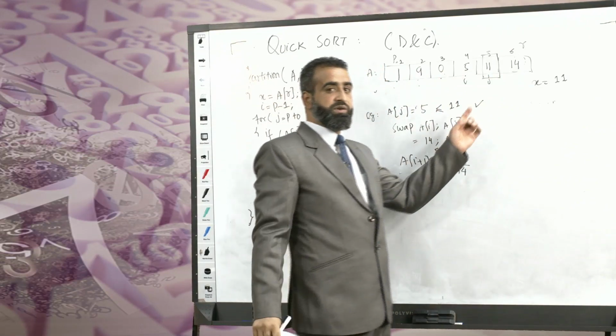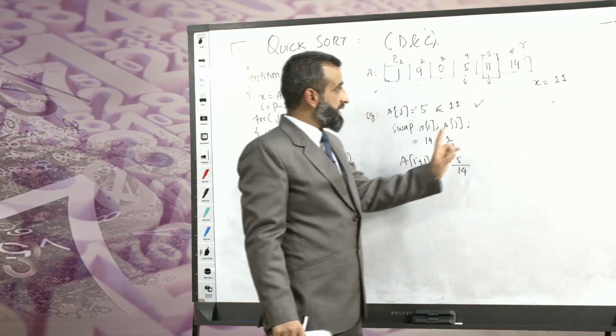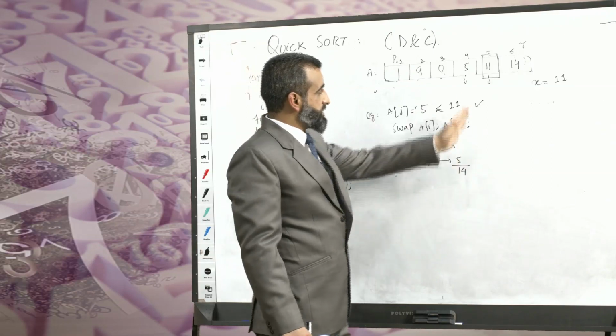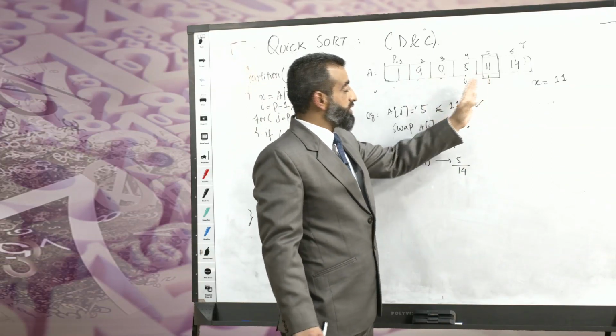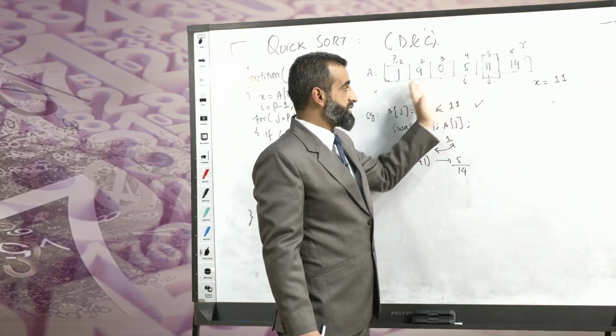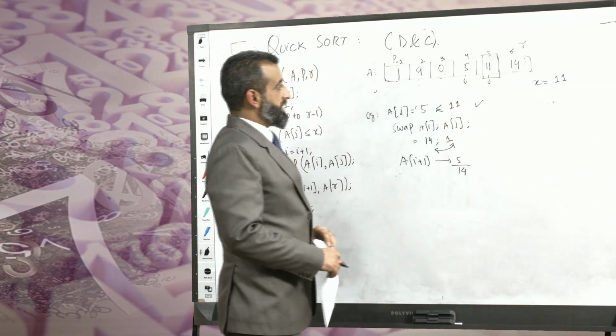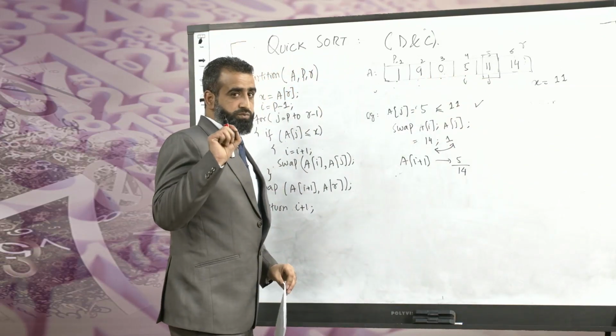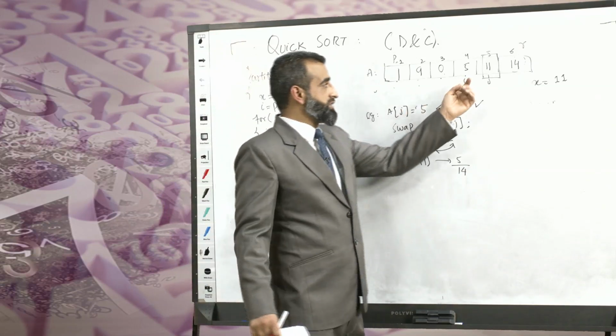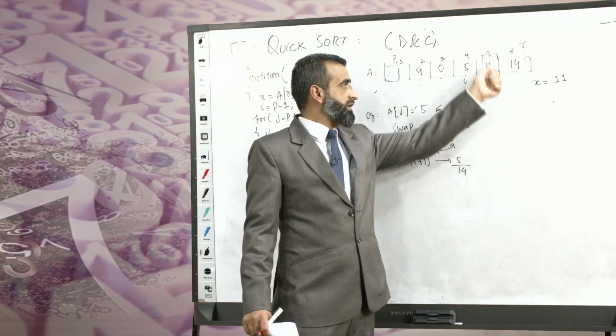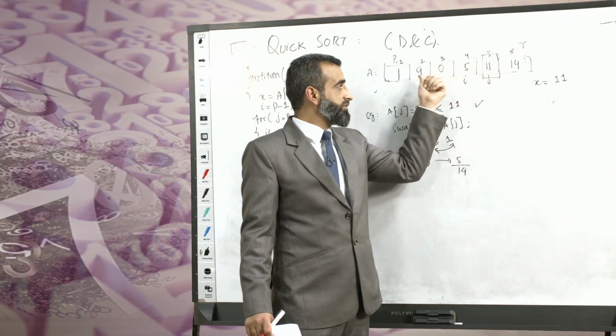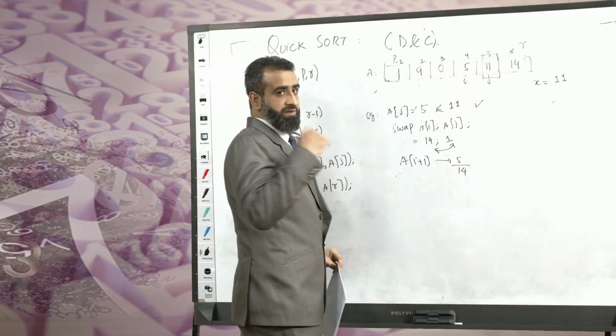This particular element now is in its correct position, and more importantly, it has divided into two parts, not necessarily two equal halves, but two parts. Two partitions have been created, and one very important point about these two partitions is that all the elements towards the left of this particular element are either less than or equivalent to this element.